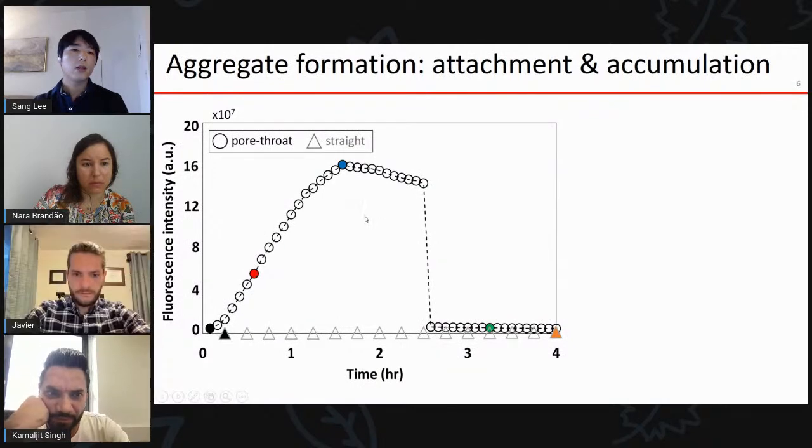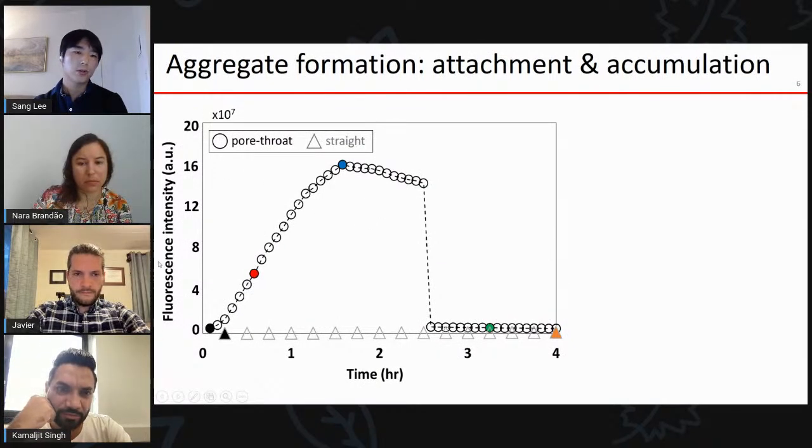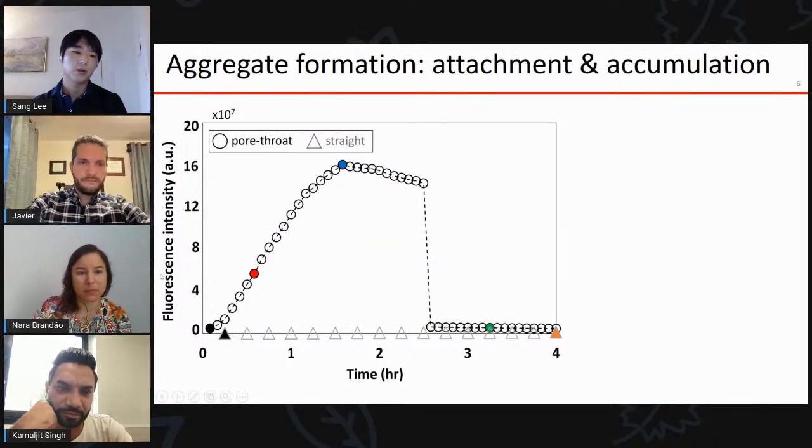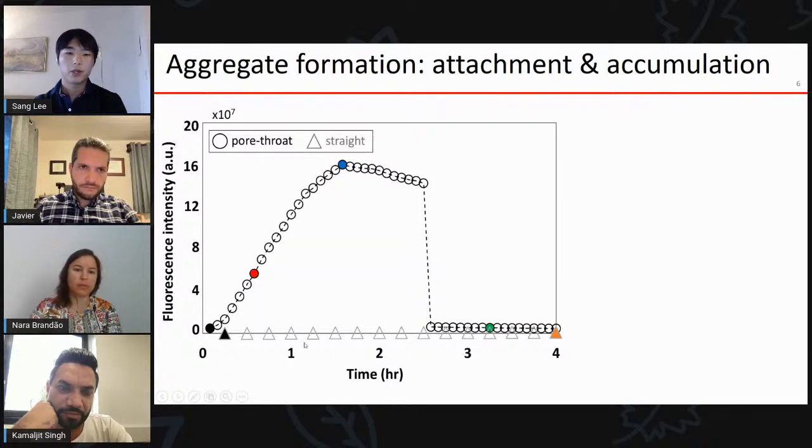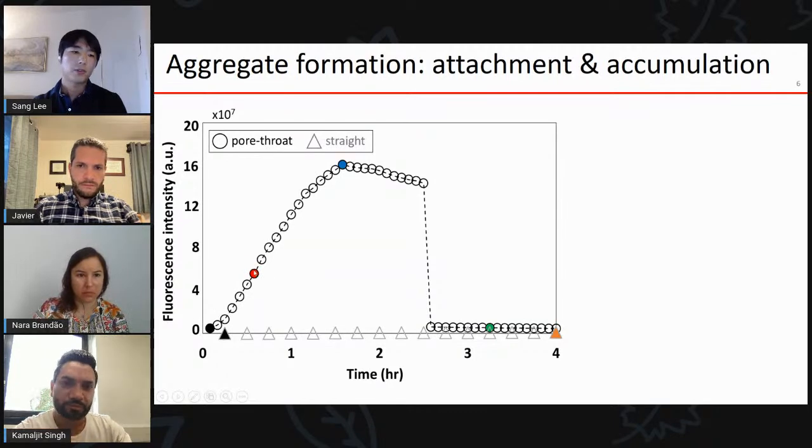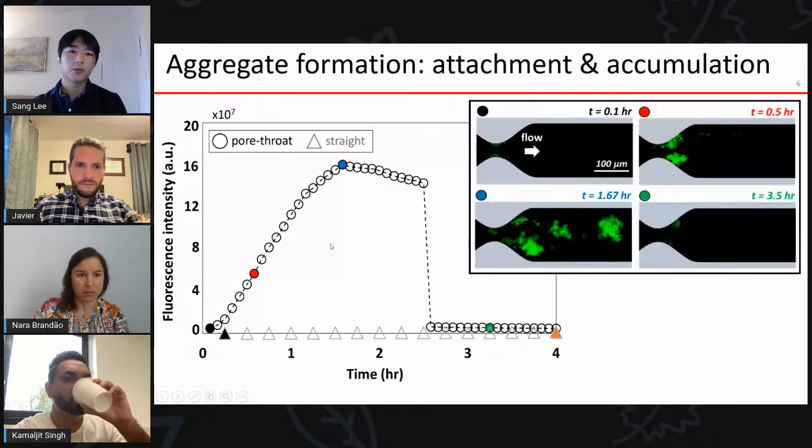So to analyze in more detail what we just saw, I prepared this plot. This plot shows the accumulation, or the amount of E. coli cells in the channel, approximated by summing up the fluorescence intensity in the channel with respect to time. The circles represent the result from the pore throat channel, and the triangles from the straight channel. The color fills in the symbols indicate the data points corresponding to the images on the right.